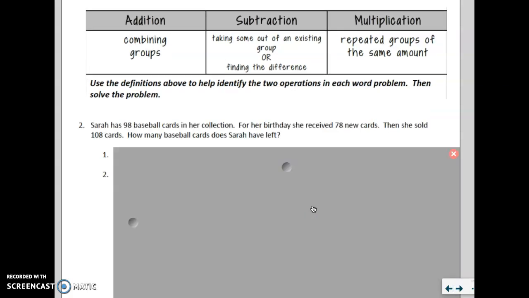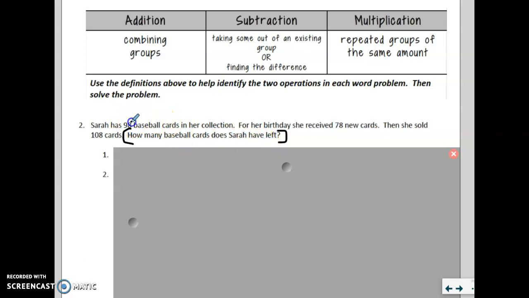Sarah has 98 baseball cards in her collection. For her birthday, she received 78 new cards. Then she sold 108 cards. How many baseball cards does Sarah have left? So that's my final question. I want to know how many cards she ends up with. So I'm going to bracket my question.